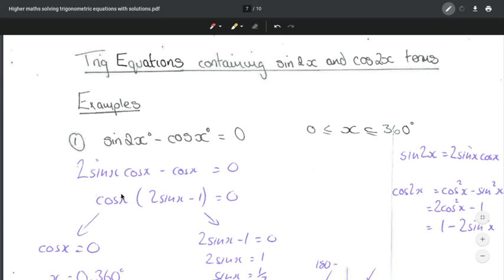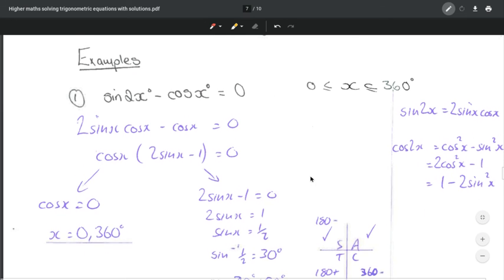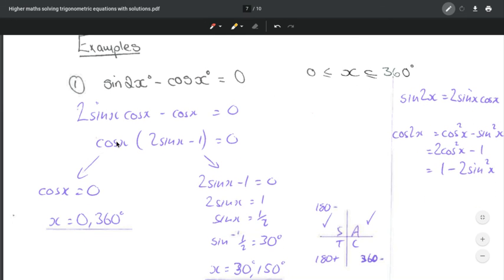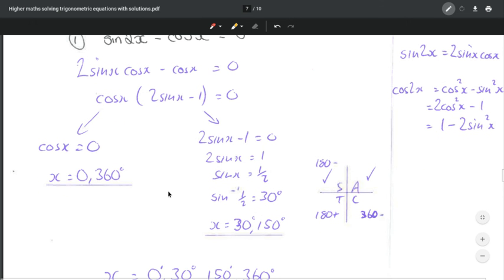Now from here we can take out a common factor of cosine x. So cosine x multiplied by 2 sine x would give 2 sine x cosine x, and then minus 1 after the 2 sine x term there in the bracket. So we either have the first term, cosine x equal to 0, and we also have 2 sine x minus 1 equals 0. So we solve both of these to get values of x.